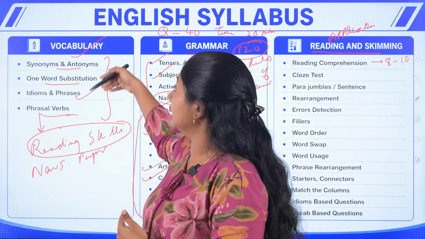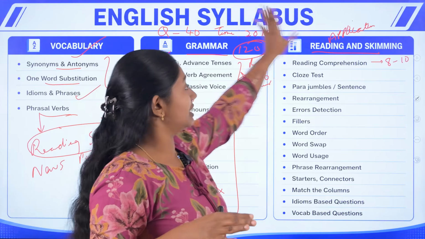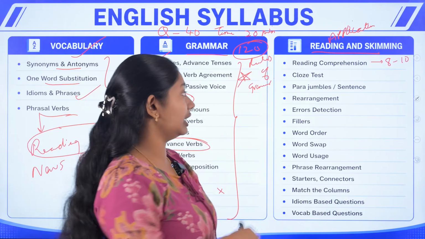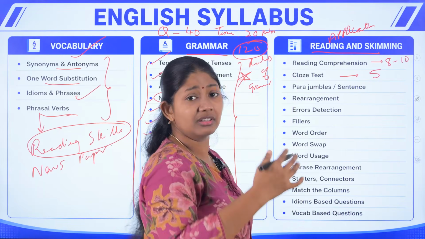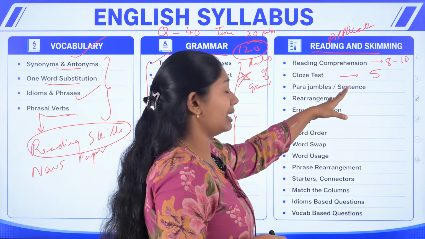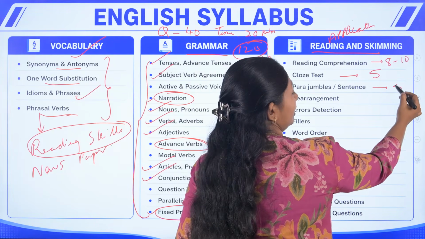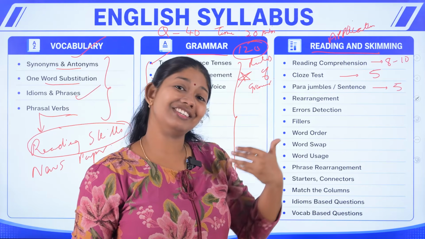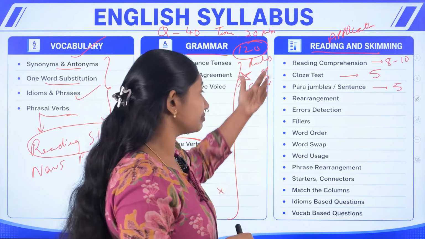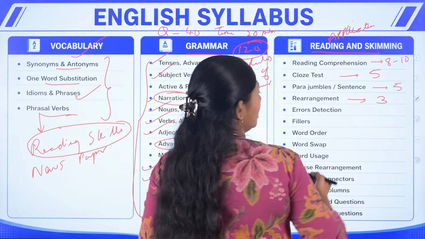We cannot divide marks. All this vocabulary and grammar will be tested in the form of the application part. Reading comprehension is 8 to 10 marks, the closed test will be around 5 marks, that can vary. Then para jumble and sentence correction, some sentences will be given and they'll ask you to arrange which is the first sentence, which is the second. So sentence rearrangement can sometimes be 3 marks.